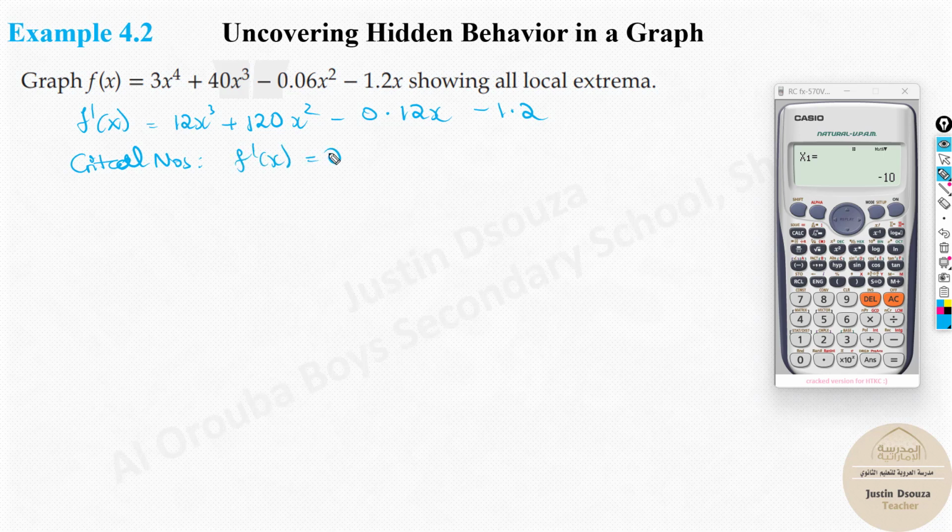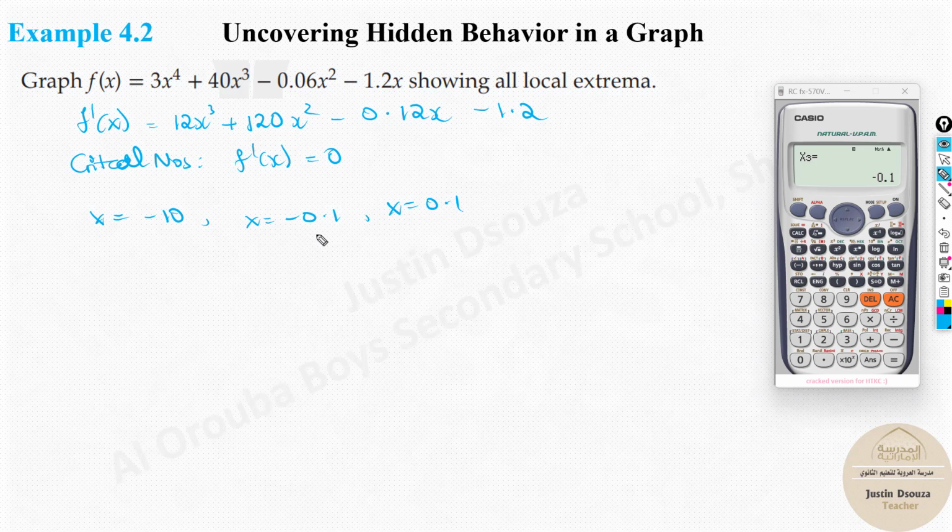Why? Because this is a polynomial. It's not undefined. It's defined everywhere. So you should just equate it to 0 and solve. And what are the x values we're getting? x is minus 10, and because it's a cubic, we will have three answers: 0.1 and minus 0.1. So x is equal to, I'll write in ascending order, minus 10, minus 0.1, and lastly x is equal to 0.1 positive.